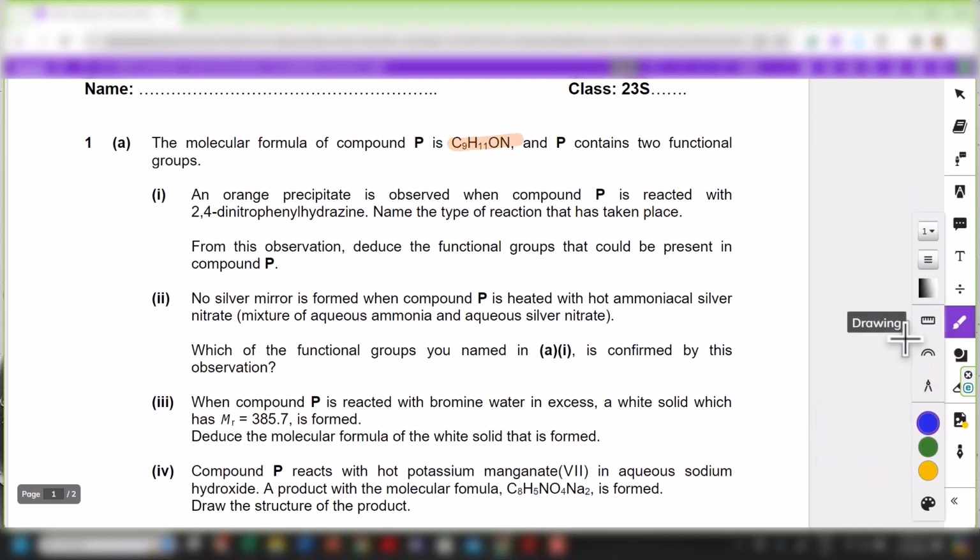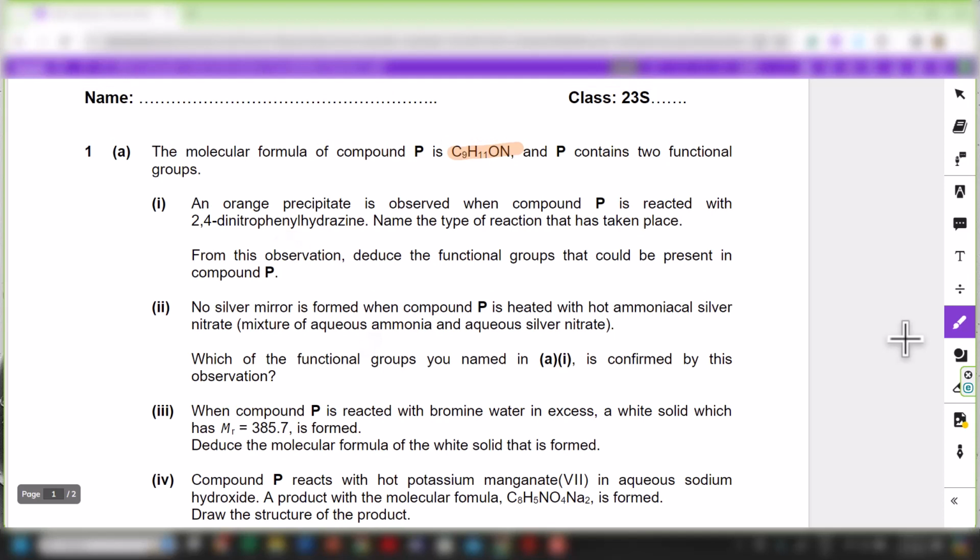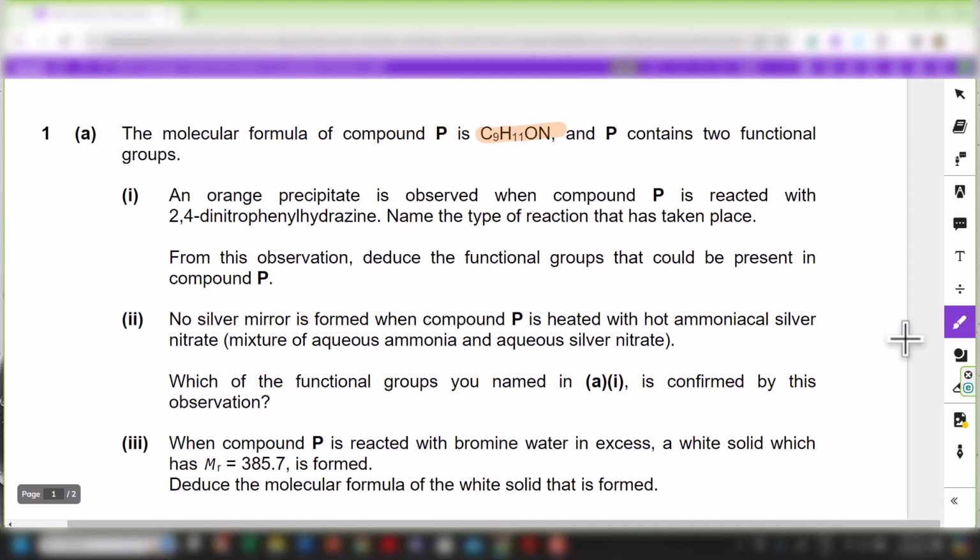C9H11ON. Perhaps we can do a quick calculation for the degree of unsaturation. We know that the maximum number of hydrogens a C9 carbon can have will be 2n plus 2. In this case, your n is 9, so the max number of hydrogens will be 20. But because there's a nitrogen, we need to account for it by adding one more hydrogen.